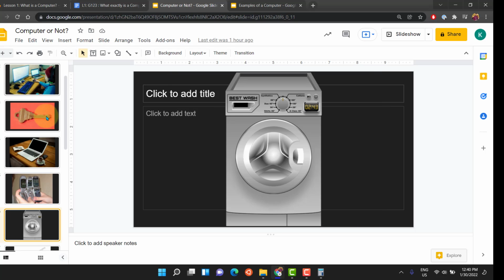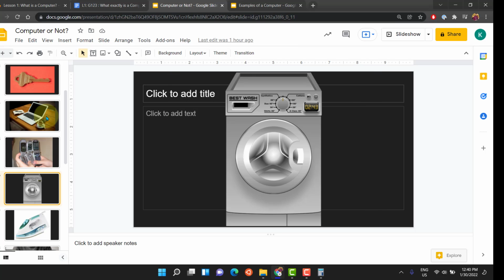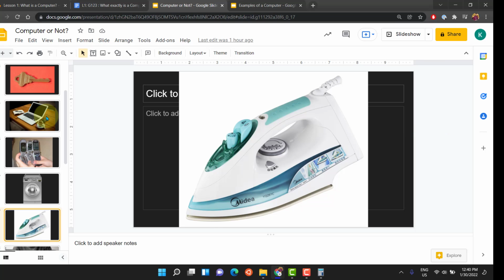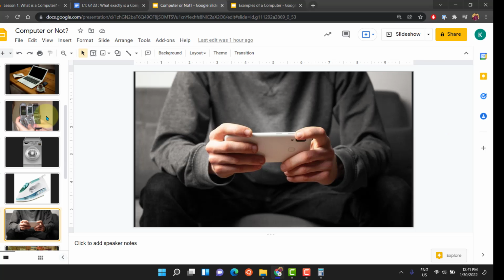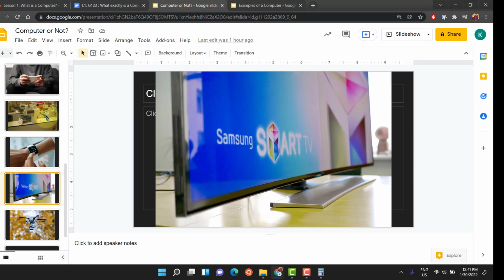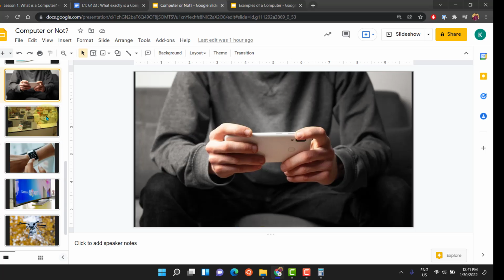So this washing machine is a computer because you ask it to heat for 30 minutes, it heats for 30 minutes, and then it stops. So this one is not a computer, it's an iron. And the phone is a computer, the cash register, and all these things, as I went over, these are all computers.